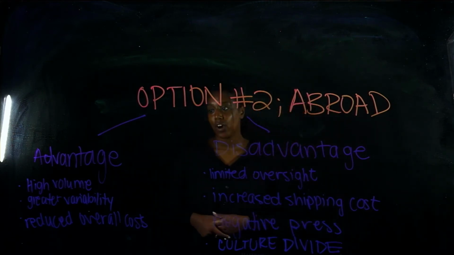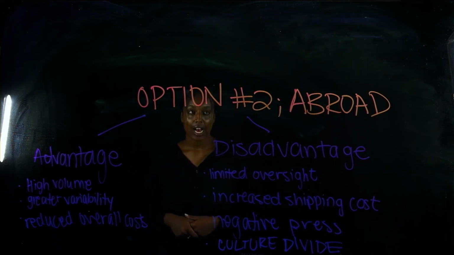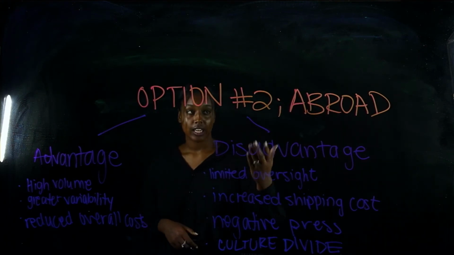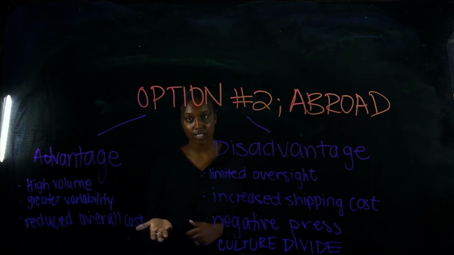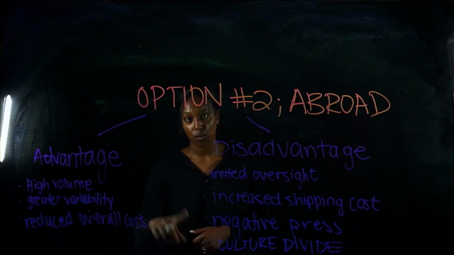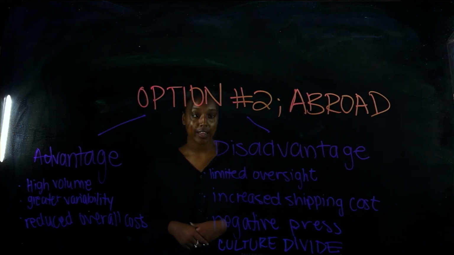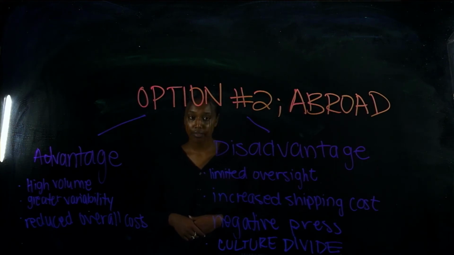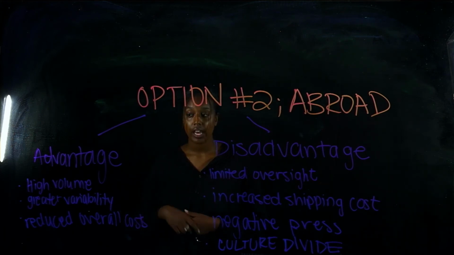So next we have our advantages. As I mentioned in the initial segment, it is much cheaper to choose option number 2, abroad manufacturing. The overall costs are cheaper. The amount that you have to pay your laborers is a lot cheaper, which really contributes to this overall cheaper cost. You also have high volume, so being that their policies are not the same as what we have here in Ontario, Canada, they can work longer hours, which allows them to produce more of your product in a short period of time, hence the high volume.